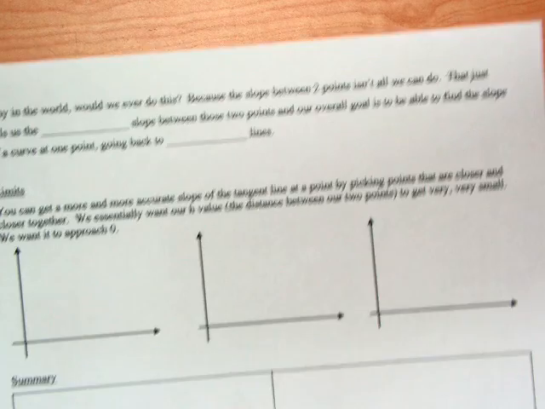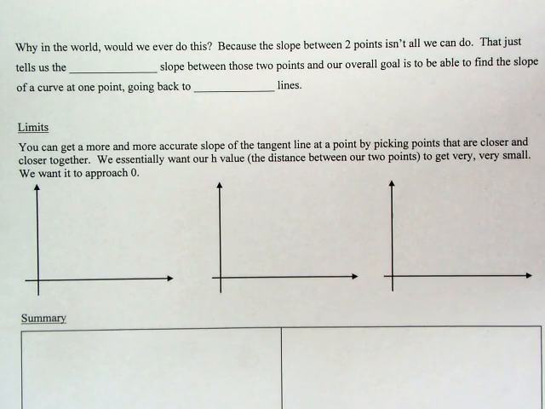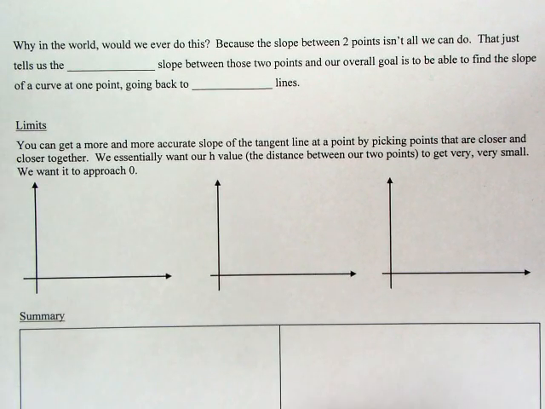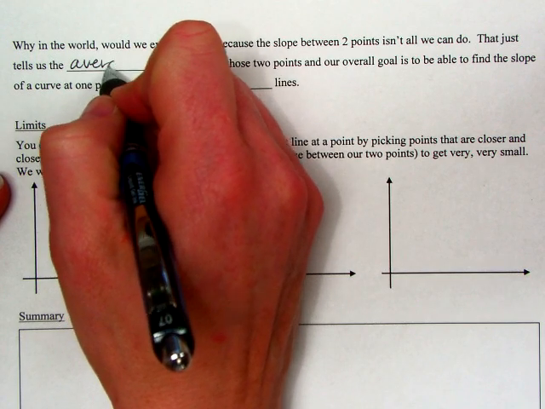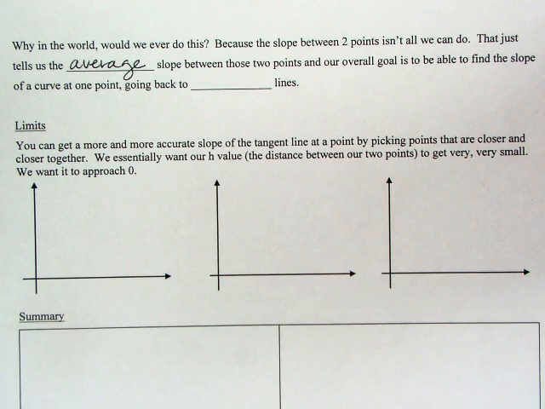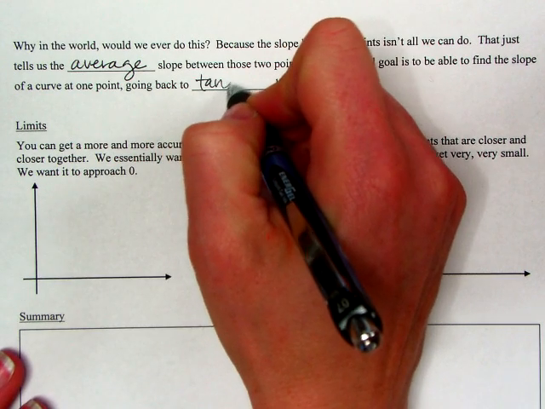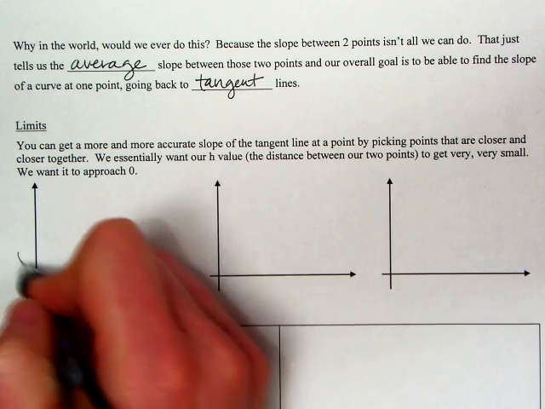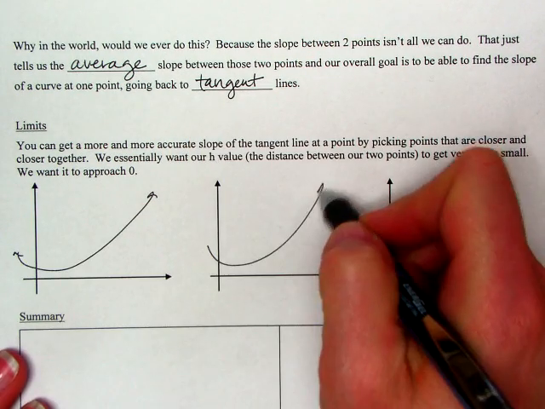Why in the world would we ever do this? Because slope between 2 points isn't all we can do. That just tells us the average slope between those 2 points, and our goal is to be able to find the slope of a curve at one point, going back to tangent lines. So just drawing 3 curves quick. I think you already have this on your notes.